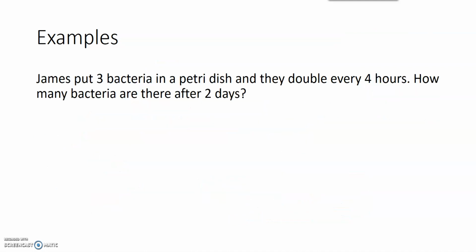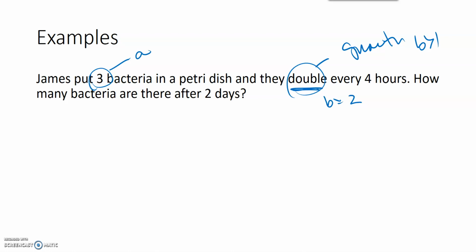James put 3 bacteria in a petri dish, and they double every 4 hours. How many bacteria are there after 2 days? Okay, so keyword here after the first read, doubles. This tells us that it's growth. B has to be greater than 1. James put 3 bacteria. Okay, there's our A value. They double. There's our B. So let's write our problem. Y equals 3 times 2 to the x.